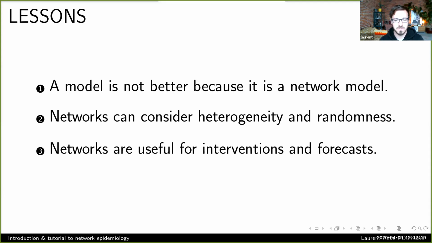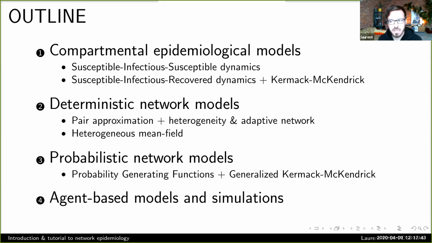They also allow us to think about randomness, which is a very hard thing to do in most modeling. And lastly, as we'll see throughout a few examples, they can be useful both for modeling specific interventions and thinking of the possible futures of an outbreak, but also for specific forecasts, as a lot of people are trying to do now, trying to determine when the COVID outbreak might peak and start decreasing.